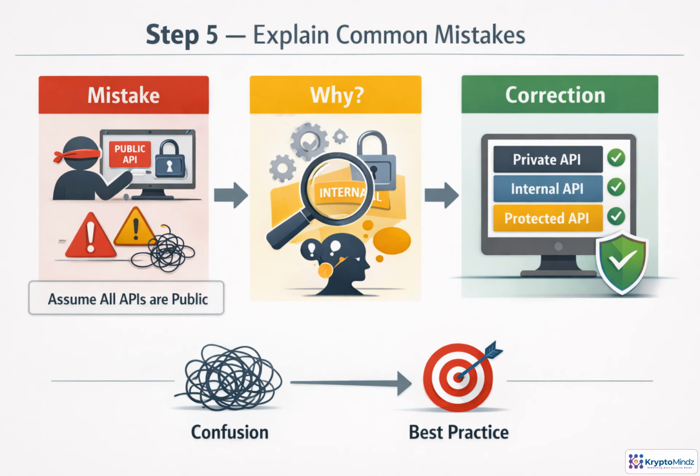Strong explanations also protect learners from predictable mistakes. Instead of only saying, "This is wrong," name the mistake, explain why someone might make it, and show the corrected habit. For example, a beginner may assume every API is public because examples often use open endpoints. The correction is to clarify that many APIs are private, internal, or protected. This turns confusion into a best practice learners can apply.